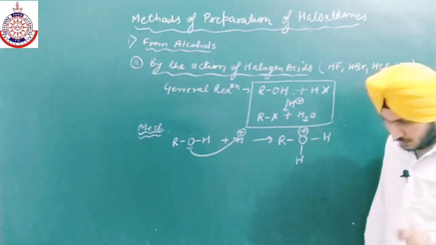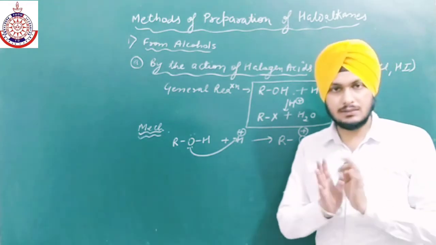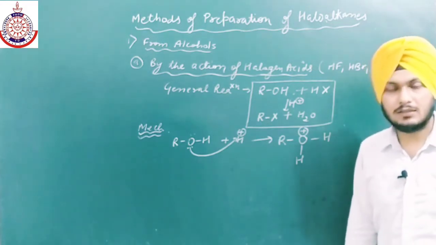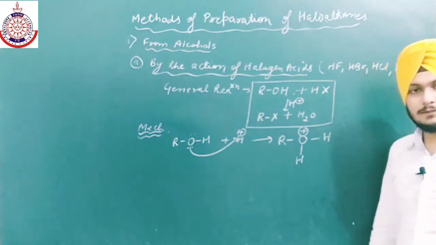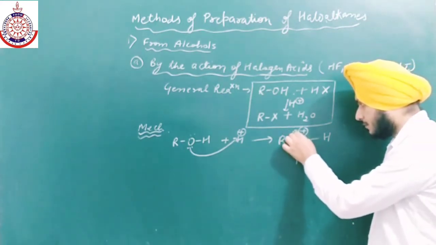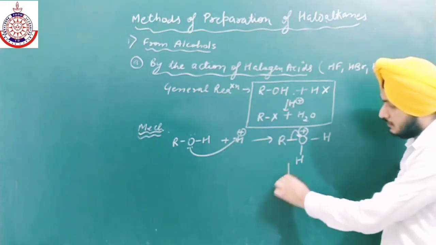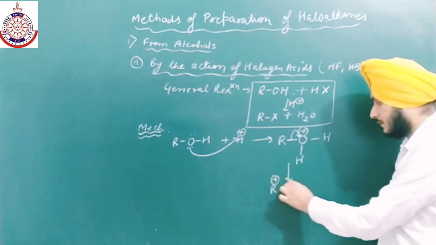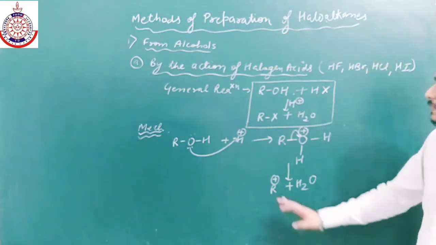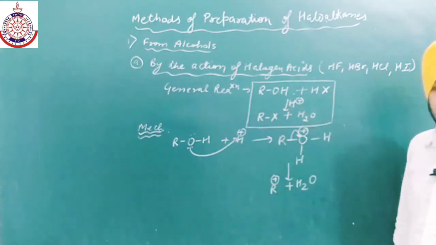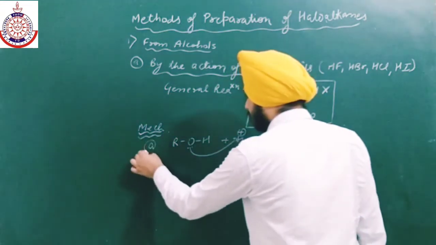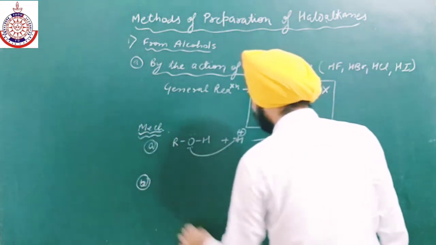Now a positive charge on a highly electronegative atom is quite unstable. So that is why this bond breaks, and we will get R positive, and water gets released. This is the first step. The next step is the attack of a nucleophile. So this is a nucleophilic substitution reaction. The second step is the attack of a nucleophile.